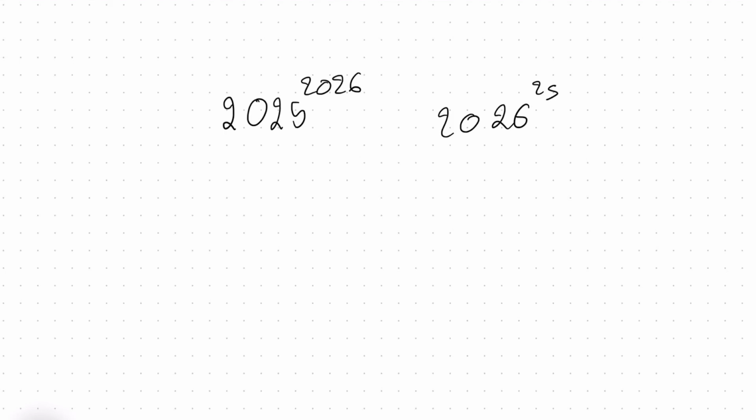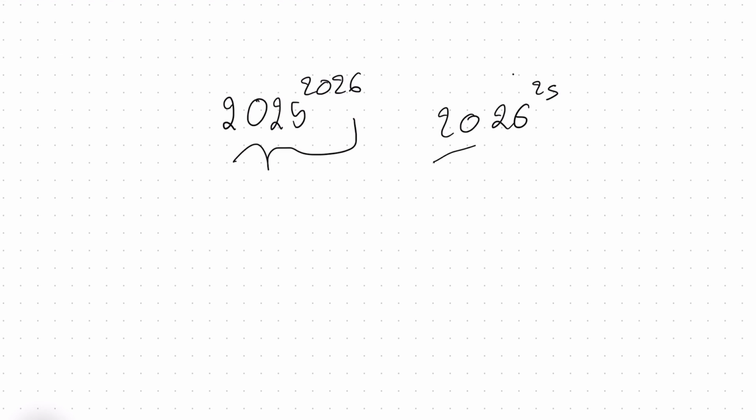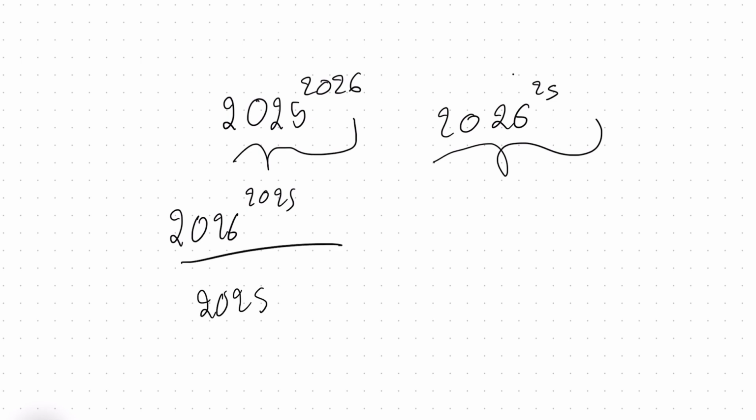And in today's video, we're going to figure out which of these two numbers right here is larger. So is it 2025 to the power of 2026 or 2026 to the power of 2025? In order to figure this out, I'm going to set up a fraction. In the numerator, we're going to have 2026 to the power of 2025, and in the denominator, we're going to have 2025 to the power of 2026.